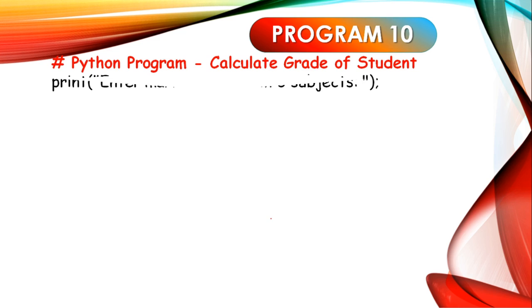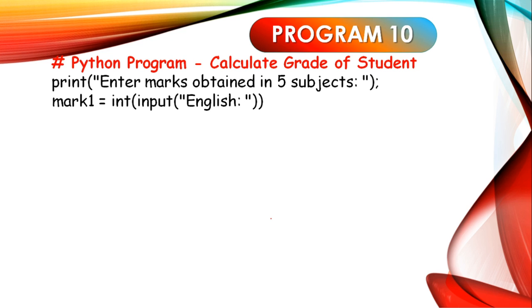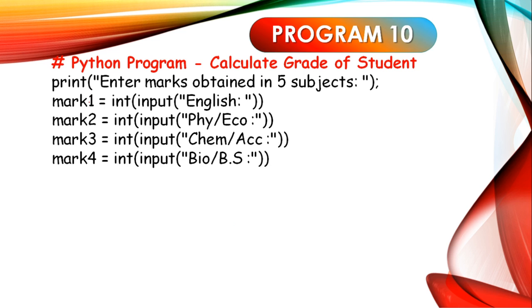First, we have to enter the marks in 5 subjects. I am displaying a common output, enter marks obtained in 5 subjects, and I am giving the display message as English, and whatever mark we input will be stored in mark 1. Like that, we are accepting the marks of physics or economics, then chemistry or accountancy, bio or BS, then IP. So these 5 marks will be stored in the corresponding variables mark 1, mark 2, mark 3, mark 4 and mark 5.